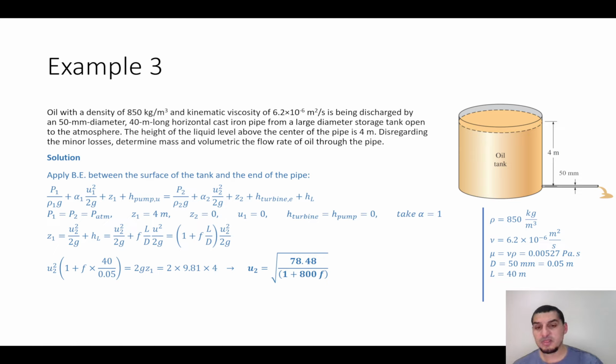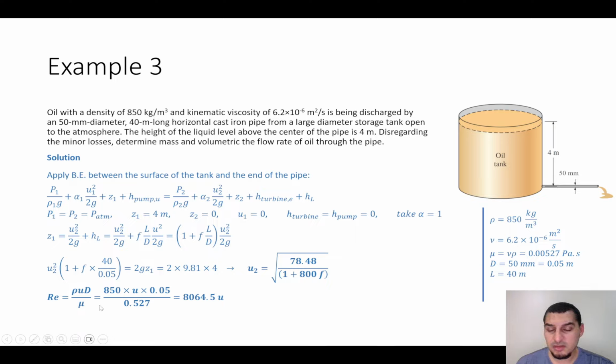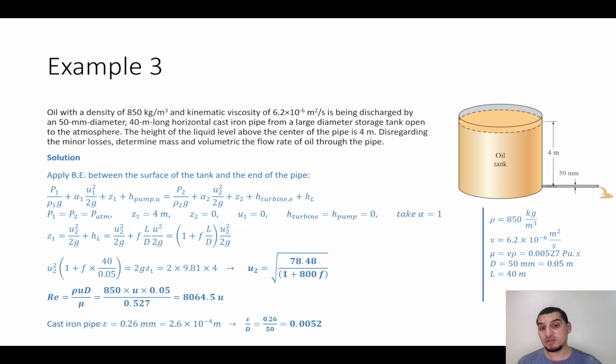And here comes the problem. We know that the friction factor is calculated from Reynolds number and epsilon over d. We know Reynolds number is rho u d over mu, and we know the density, the diameter, and the viscosity, but we don't know the velocity. So it's going to be a function of velocity as well. And epsilon over d is already known. Based on this we will notice something new that we haven't seen before. We want to calculate the velocity, and for calculating the velocity we need to know the friction factor. So if we know the friction factor, we can calculate the velocity.